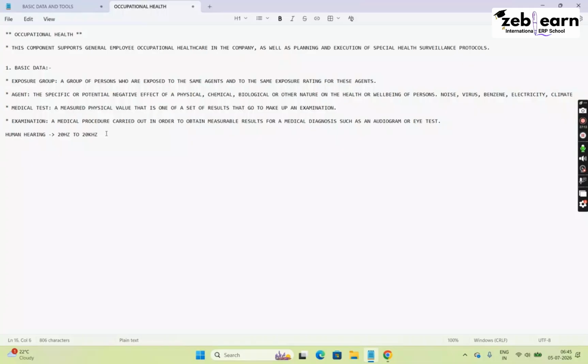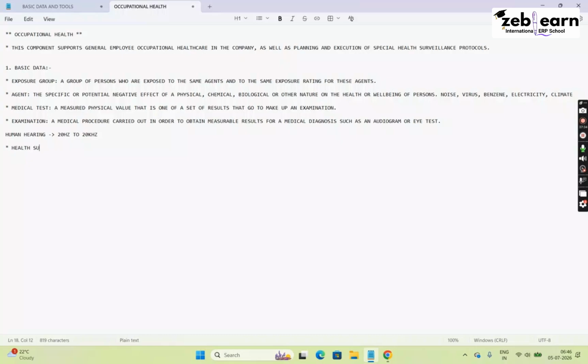Okay, clear now? Any confusion? Clear. So an examination is a collection of medical tests. It's not an individual test, it's a collection of different medical tests. That is the examination.